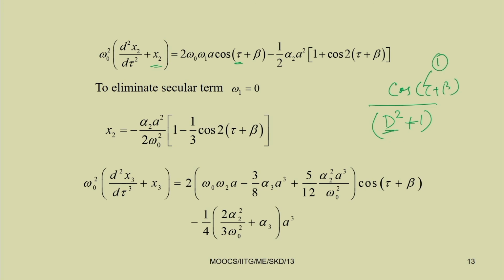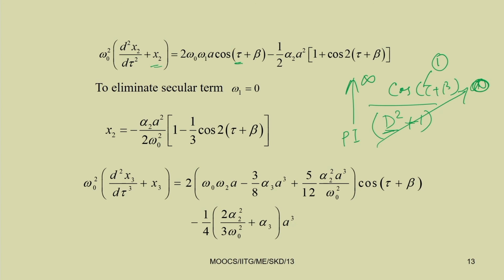As the coefficient is 1 here, you have to substitute d square equal to minus 1. Since tau is omega t, d square will be replaced by minus omega square. So, minus 1 plus 1 gives 0 in the denominator, this part tends to 0, and so the whole term tends to infinity. This leads to the particular integral tending to infinity. So this term is a secular term and it must be eliminated.